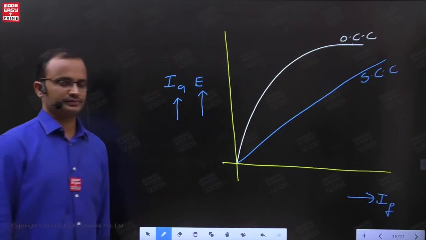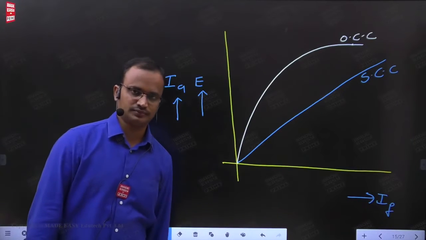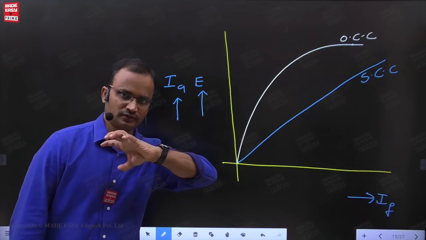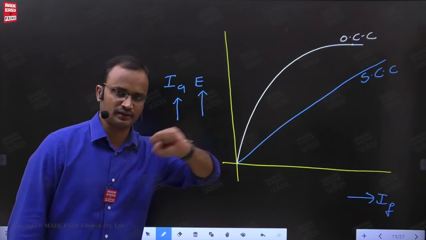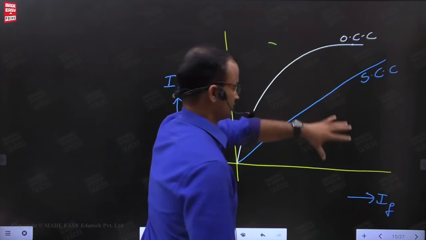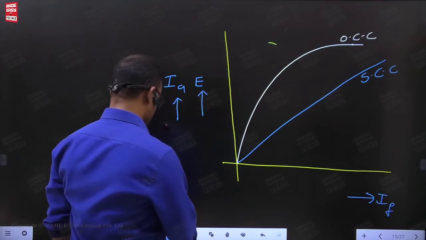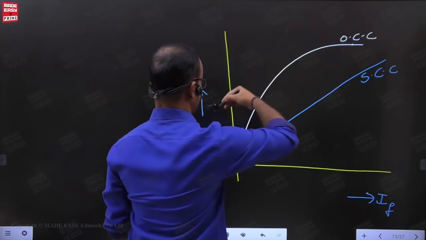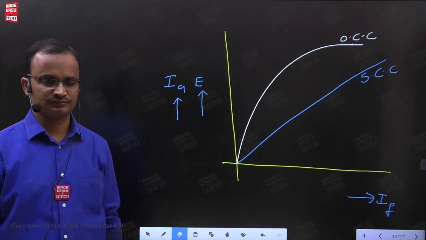Observe one more point. Again, in the objective questions, they give the complete details regarding rated current and rated voltage, and they give the data about the OCC and SCC characteristics.